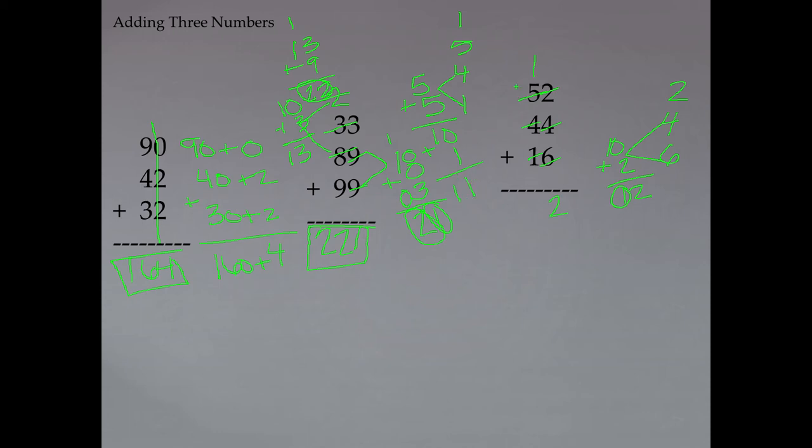Because if there were numbers in the hundreds place, I would take my number in the tens place, put it down, and then I'm going to bring my number in the hundreds place up here. 1 plus 0 plus 0 plus 0 is 1. But because I know that there are zeros here, I can simply write the 11. So my answer is 112. Okay?